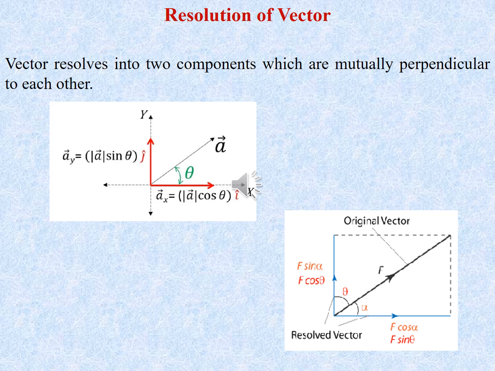So on the x-axis, if we are taking F cos alpha as one vector, then in the y-axis it is F sin alpha. Suppose if you are taking F sin theta on the x-axis, then the mutually perpendicular component shown in the y-axis is F cos theta.